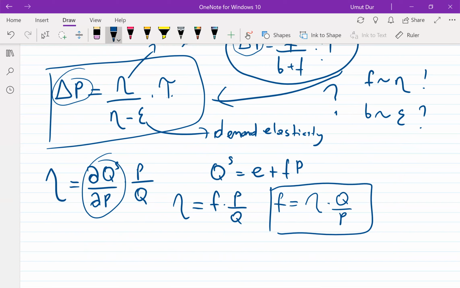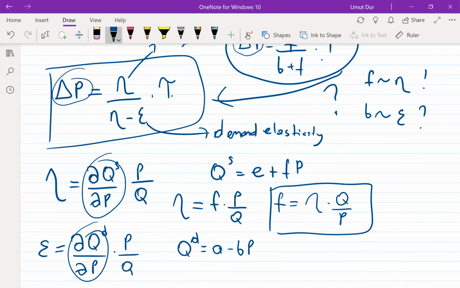Now I will do the same thing for the demand elasticity. So this is dQ_d over dT times T over Q. Our demand equation is A minus B T, then this derivative will be minus B times T over Q. I do the same thing here. I'm writing B in terms of epsilon. It is minus epsilon times Q over T.